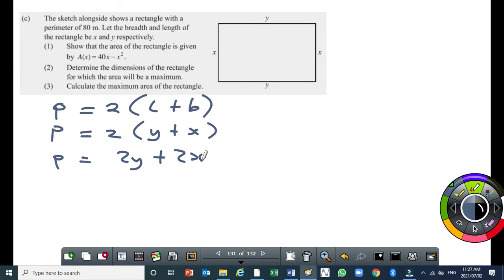Why? What's the area of a rectangle? How do you calculate the area of a rectangle? Length times breadth. What's our length here? Y. Breadth? X. What would be the area in terms of x and y? It would be xy. But here our area, does it have y here? No. Which means I need to write y in terms of x.